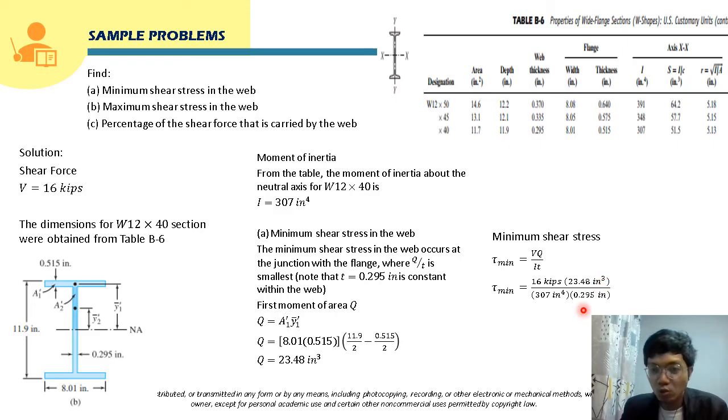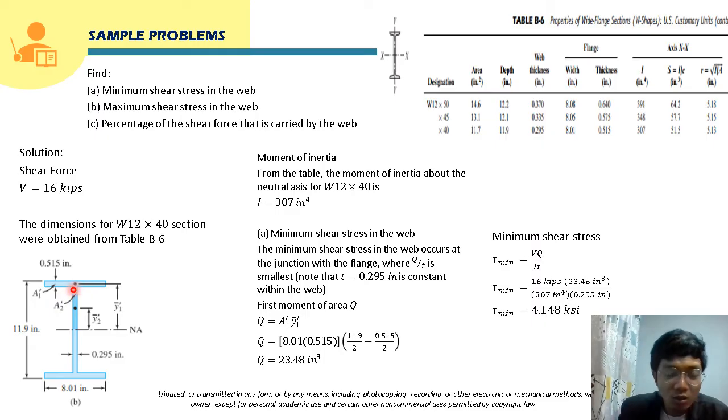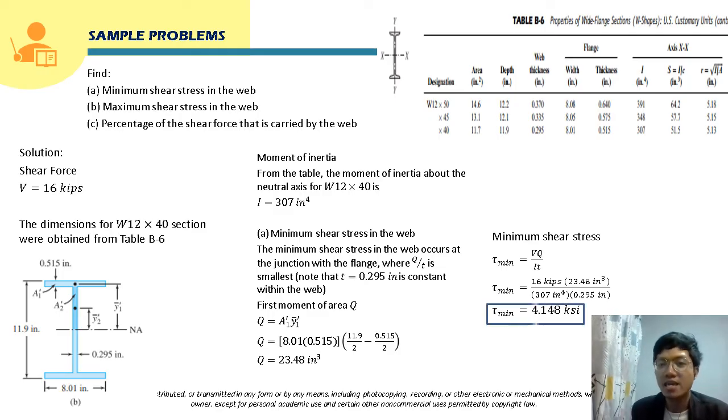Okay, so the T is 0.295 inch. From here, class, again, the T that we consider is the width at the connection of the flange and web, which is just the width of the web, 0.295. So, again class, our minimum shear stress in the web is equal to 4.148 KSI. So, this is already the answer for letter A.